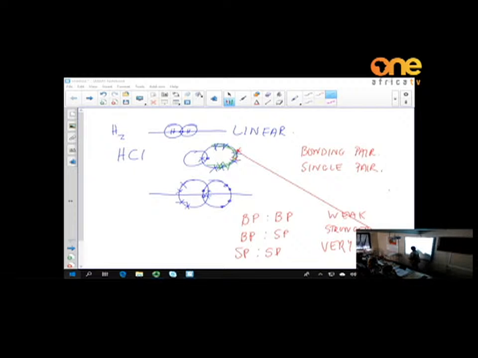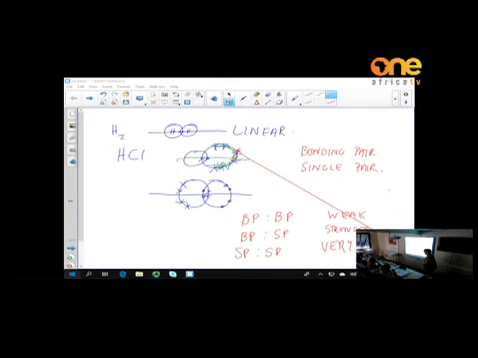Now, here I have a single pair and a bonding pair. This bonding pair is going to be repelled by 1 single pair, 2 single pairs, 3 single pairs. But it's weaker, so they will push into one end of the molecule, and that's where it will stay. Do you understand that? But that is easy because we only have 2 atoms.